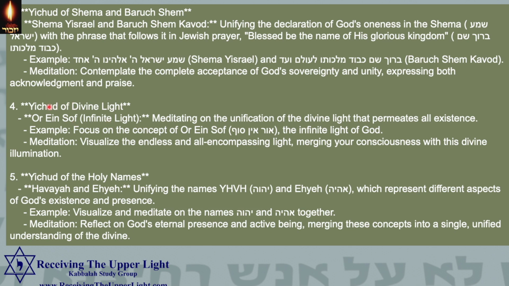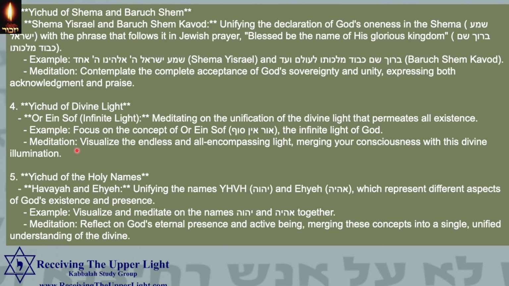Also, we can meditate on Yichud of divine light. And here, once again, we're not using names of God, we're using concepts, or Ein Sof, infinite light, meditating on the unification of the divine light that permeates all existence. One example is focus on the concept of Or Ein Sof, the infinite light of God. Visualize the endless and all-encompassing light, merging your consciousness with this divine illumination. This is a kind of transcendental meditation in which you try to become one with the oneness of the universe, all right?